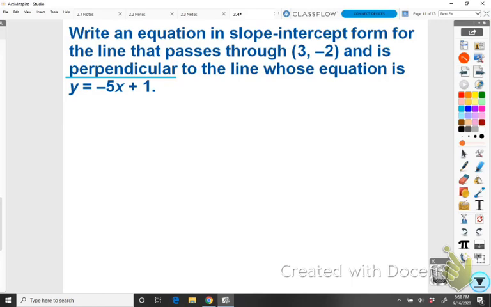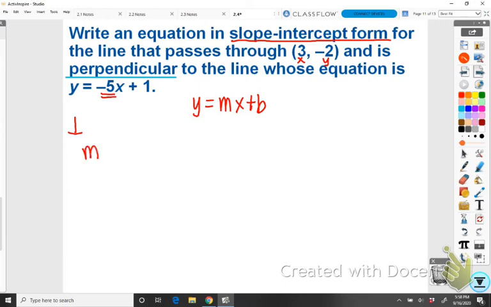So we're going to do one example here. Write an equation in slope-intercept form. So they want it in y equals mx plus b form. It's always important to write the form down that they want. For the line that passes through this point, so this is our x, y point, and it's perpendicular to the line that has this equation. So perpendicular means it's going to have an opposite reciprocal to -5.